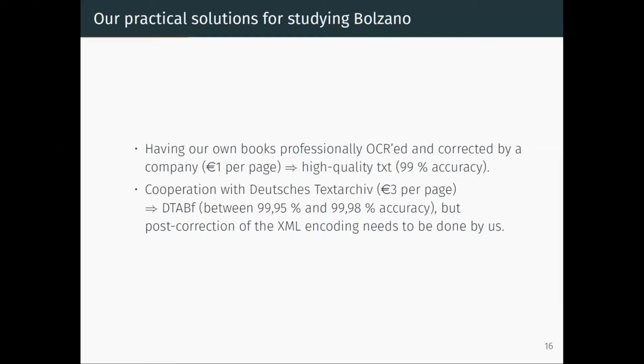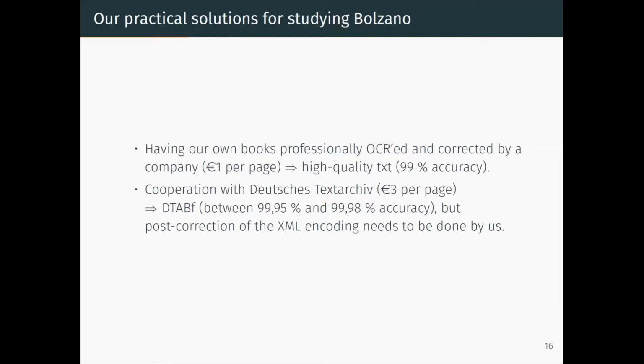But then we still have to pay €3 per page, and they outsource the process, and then we obtain a text with shortcuts in their XML. So then we still have to do a lot of manual work to obtain the right structural information. So that is the story, and that is also not ideal.